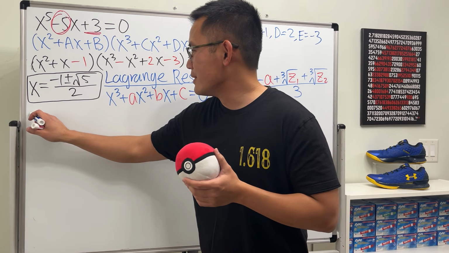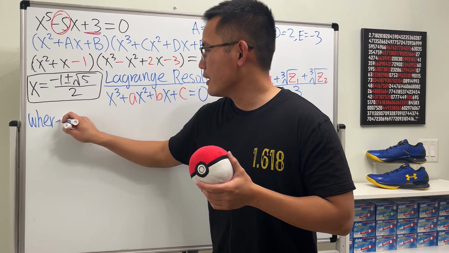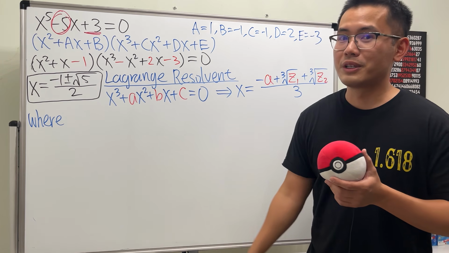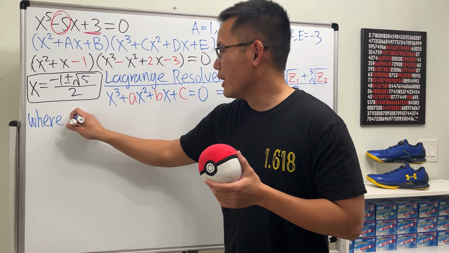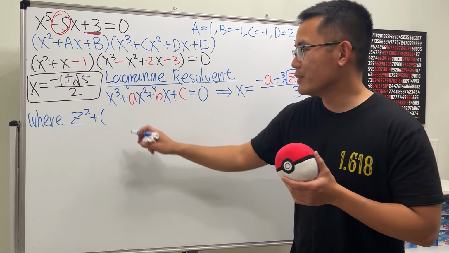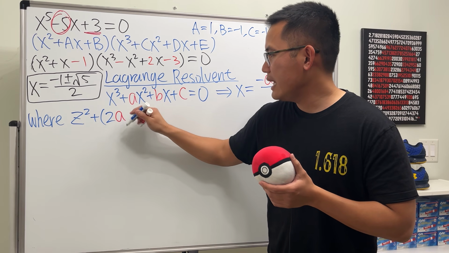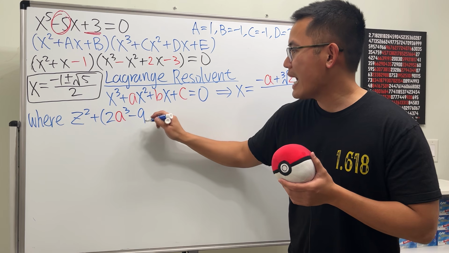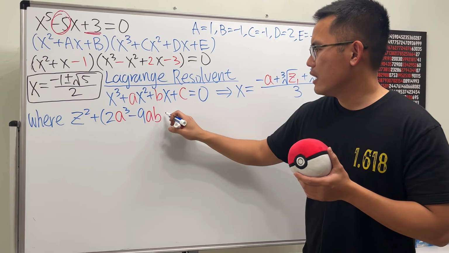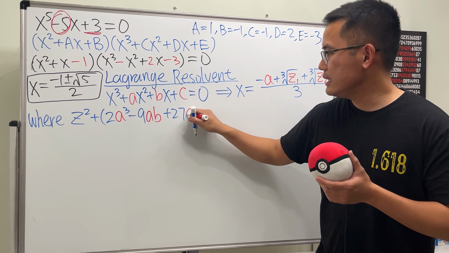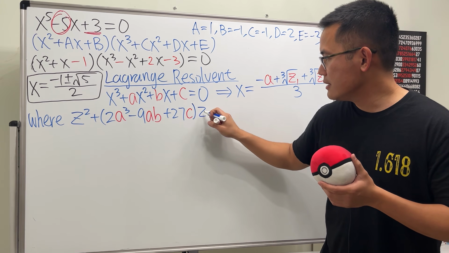I will just have to tell you that z1 and z2 are the solutions to the following quadratic equation. We will have a z squared, ready, plus we are going to get 2a to the third power minus 9ab plus 27c, and then times z.